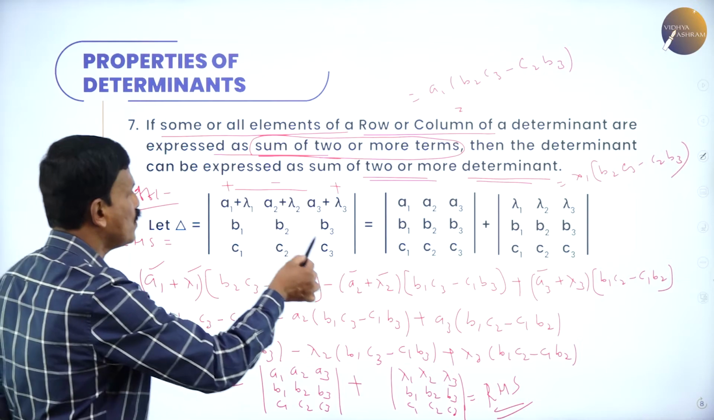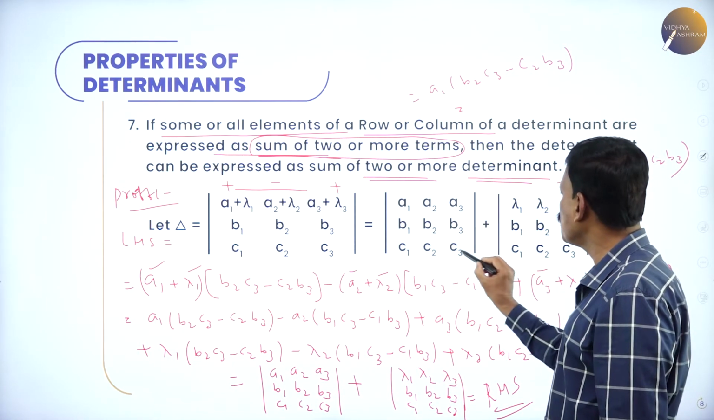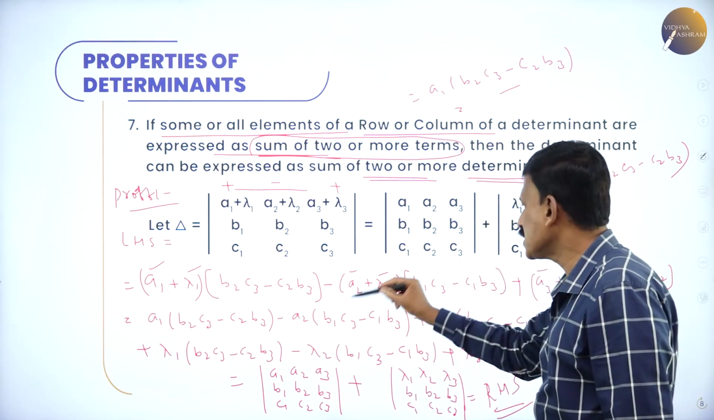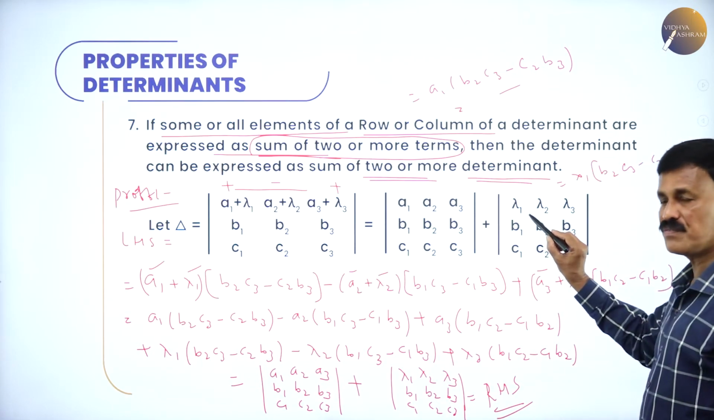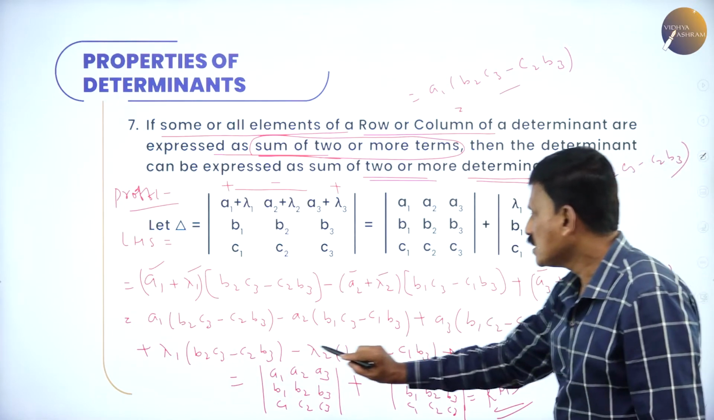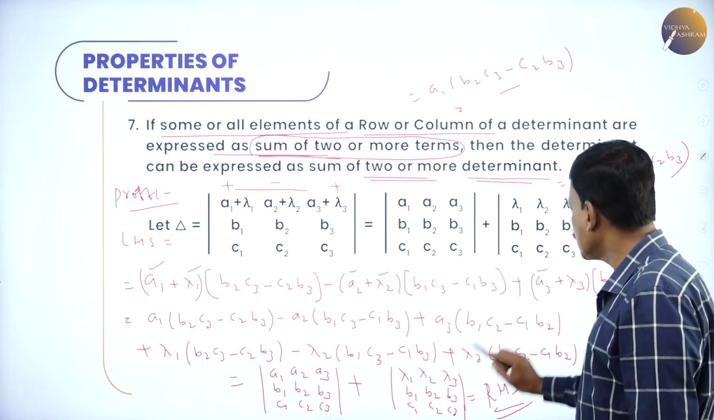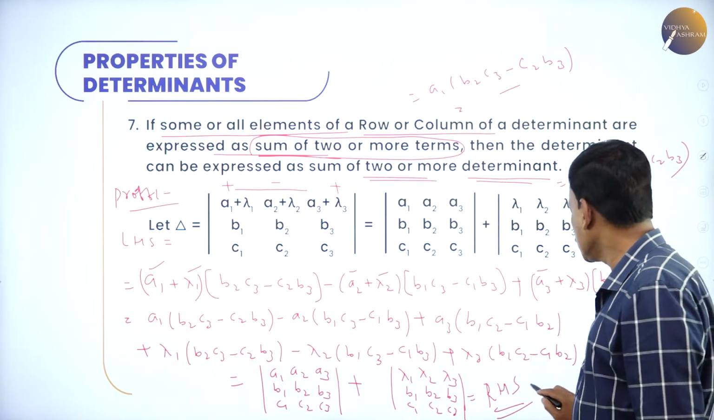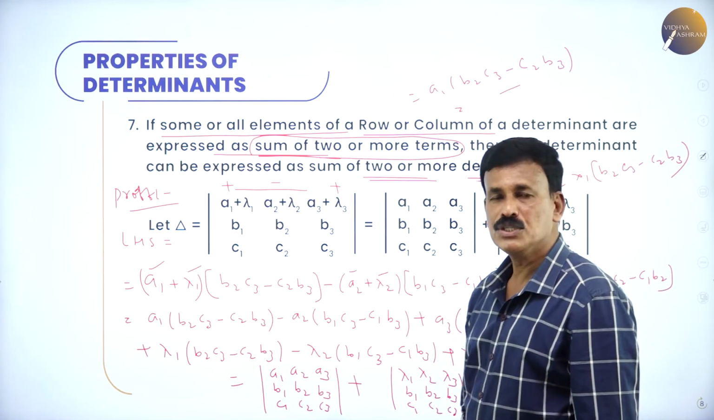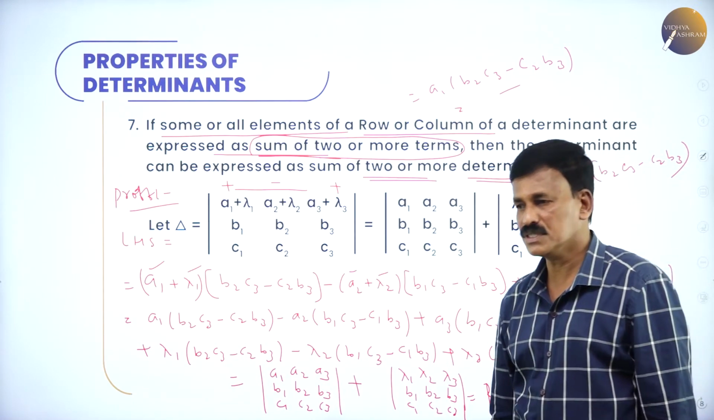So if you expand this carefully, A1 into B2 C3 minus C2 B3. The same thing you are going to get here in the first step, and the next steps are the same. For the lambda part, the first step I am going to get is lambda 1 into B2 C3 minus C2 B3. Same step I got. So therefore, this is nothing but the first determinant and this is nothing but the second determinant. So this is your required answer. This is a very important property indeed. So these are all the 7 properties of determinants.